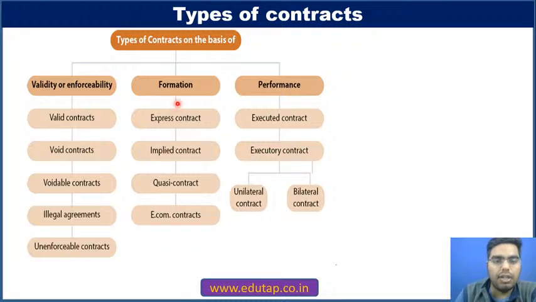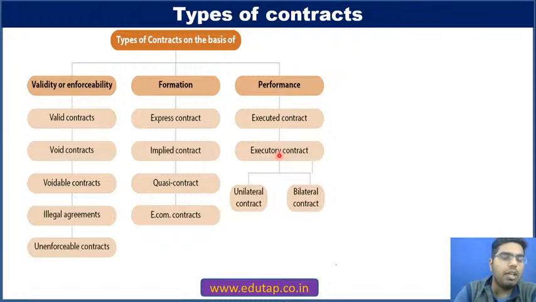Next is formation. According to formation, a contract can be either an express contract, implied contract, quasi contract, or e-commerce contract. And last is performance. On the basis of performance, it can be either an executed contract, executory contract, unilateral contract, or bilateral contract. Unilateral and bilateral are subtypes of executory only.